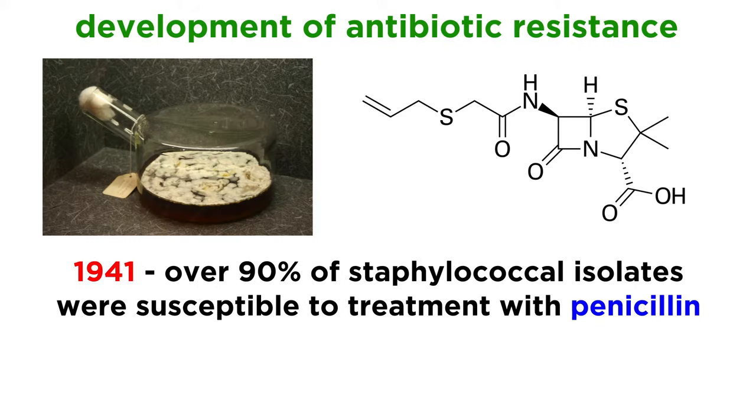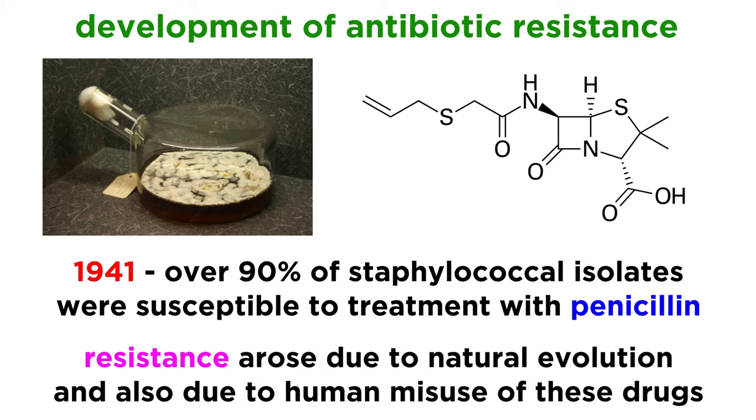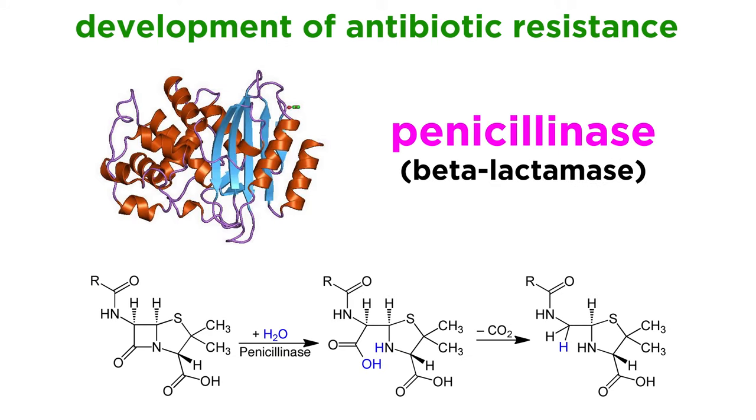When we first started using penicillin to treat staph aureus infections in 1941, over 90% of staphylococcal isolates were susceptible to the drug. However, resistance to penicillin developed quickly, partially due to the natural evolution of the bacteria, but accelerated by overuse and inappropriate use of these drugs by humans. Many of these bacteria can produce what's called penicillinase, or beta-lactamase, which easily renders the antibiotic ineffective.